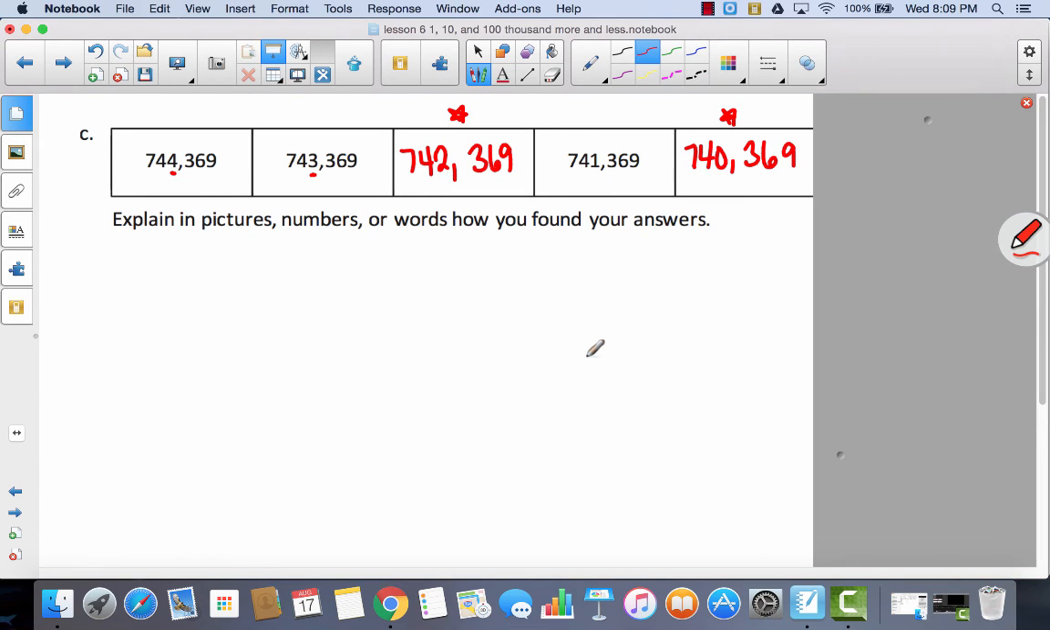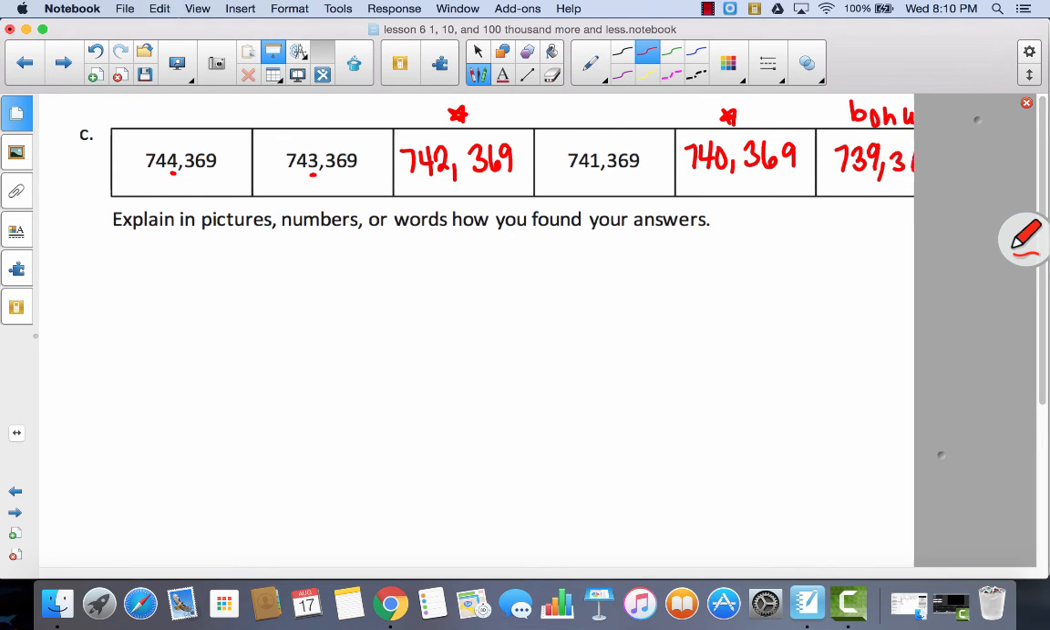All right, so let's take a look at the first two. So I'm just decreasing the number by 1,000. So here we had 743,369. This is 742,369, 741,369, 740,369. Did you figure out what the last one is? It would be 739,369. You actually had to change both of these digits because nothing comes before 0. So you had to think to yourself, what comes before 40, which would be 39.